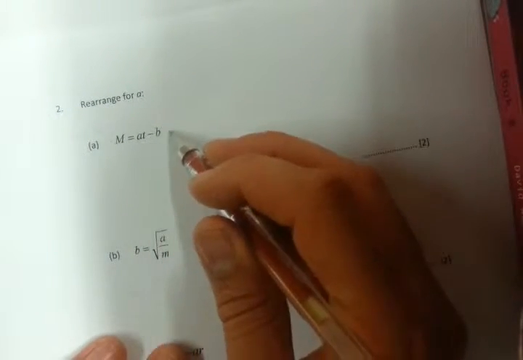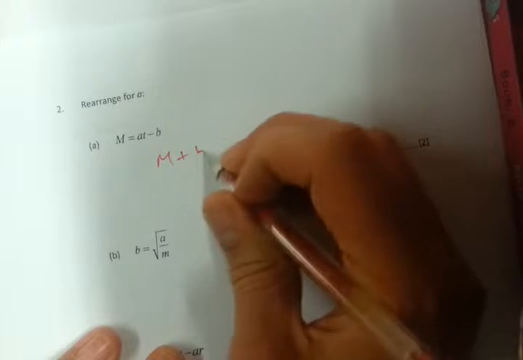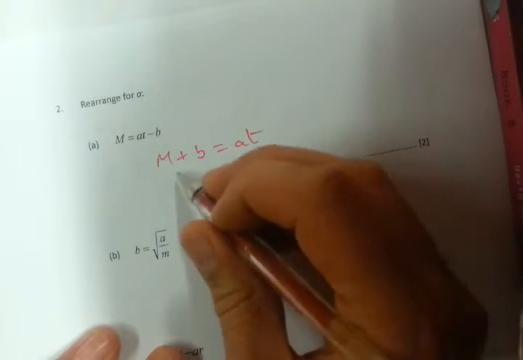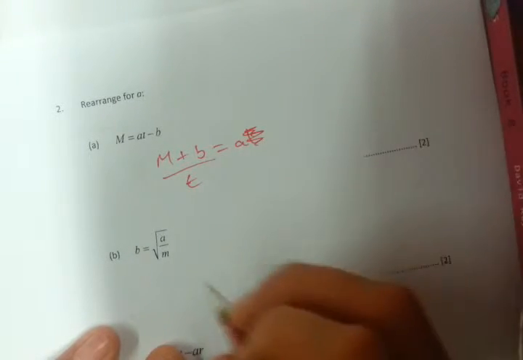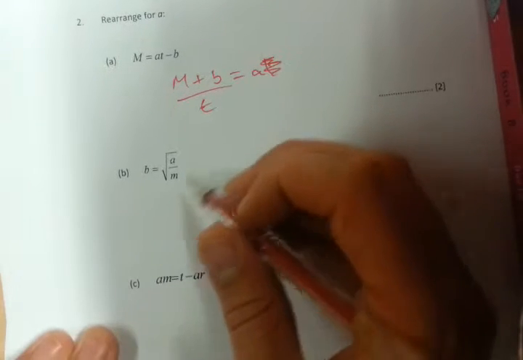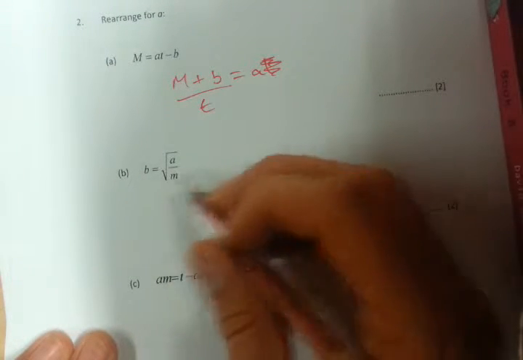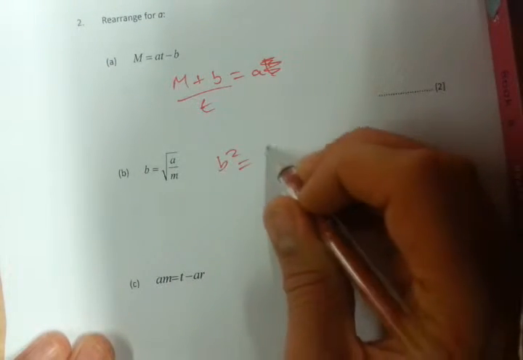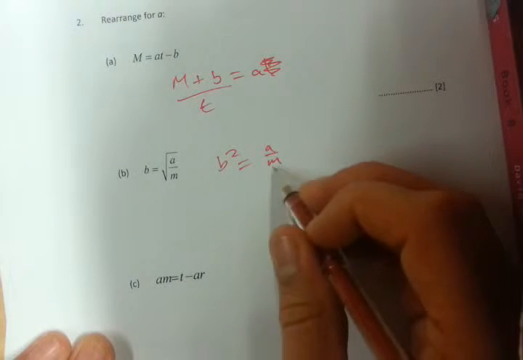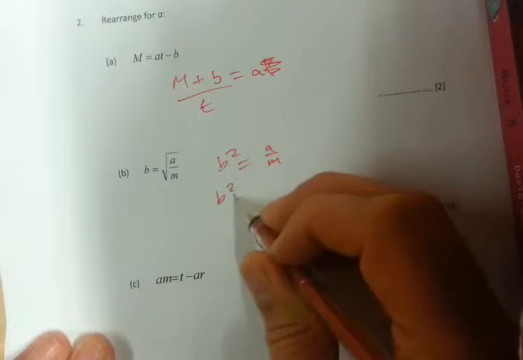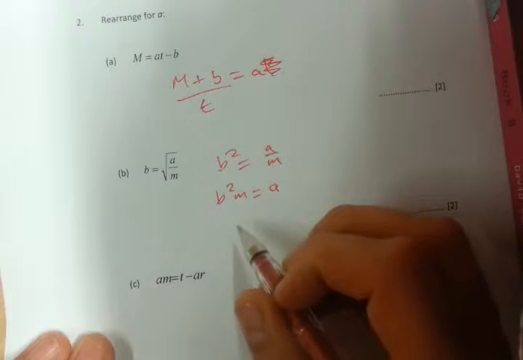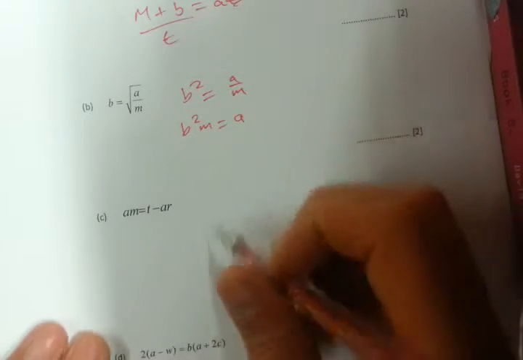Rearrange for A. So we get the terms containing A by themselves, need to add that B over. M plus B equals AT, and now divide by the T. B equals root A over M. We've got the square root by itself, which is good, so now we unsquare root, and we get B squared equals A over M. You square to unsquare, and then times the M over, it's B squared M, not B times M, please, because we don't need to say times in algebra.